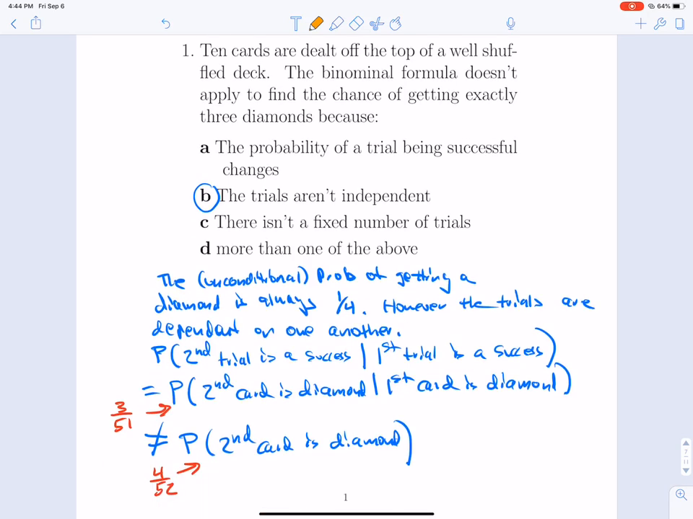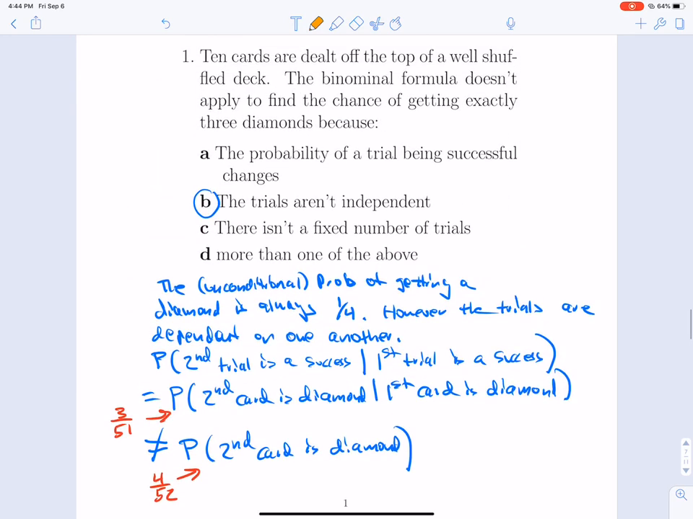However, the probability of a trial being successful does not change. It's always 4 over 52 because that's an unconditional probability. So it is possible that the trials are not independent, although the probability of each trial being the same. Just by the way, this is called a hypergeometric distribution, not a binomial distribution, but we'll get to that another time.